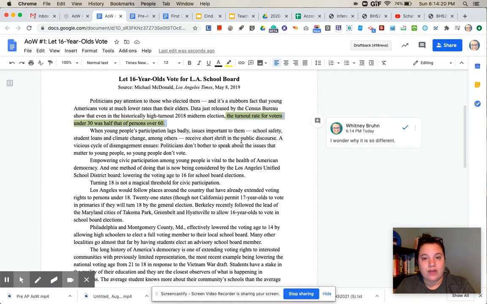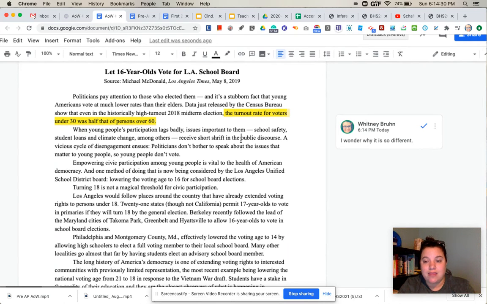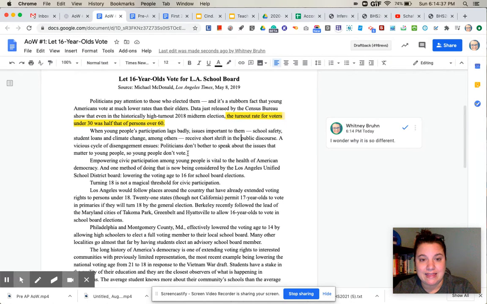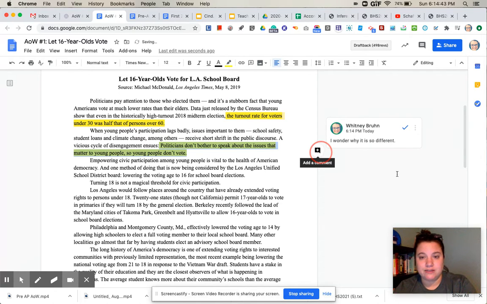Now that question kind of gets answered in the second paragraph, right? It says that because young people don't participate, then the things that are important to them don't get talked about. And because the issues that are important to them aren't being talked about, then they don't vote. So to me, I think that's really interesting. So I'm going to also highlight this, and I'm also going to leave a comment.